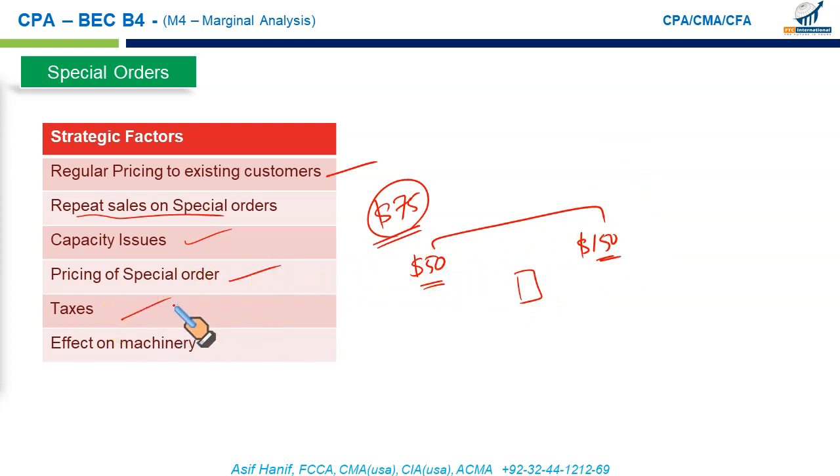Of course, taxes must be considered. Any income generated on special order is taxable, so the tax impact should also be considered. And yes, if you are operating at 70% capacity, the new order might require you to operate at 95% capacity. So this excessive use of machine would mean that there would be some maintenance that would be required sooner than expected. So these are some strategic factors that must be considered.